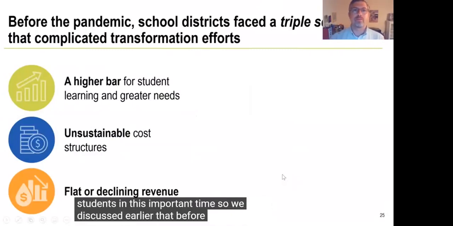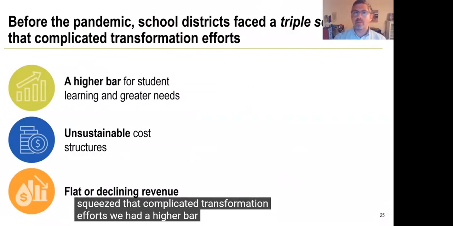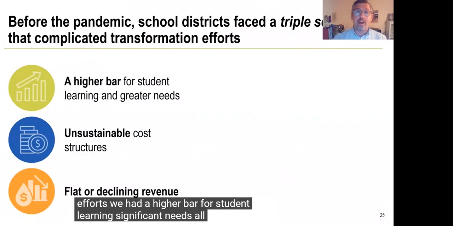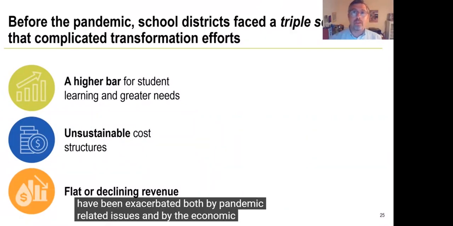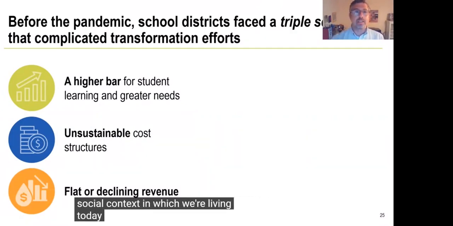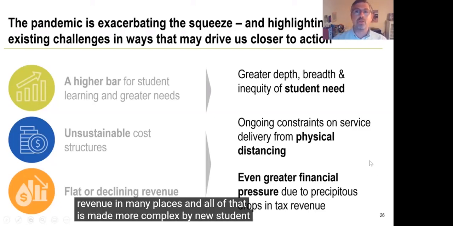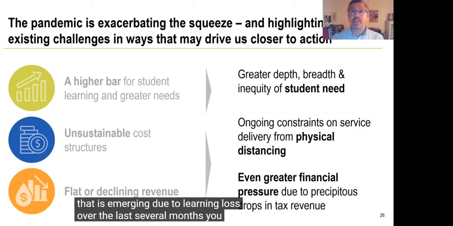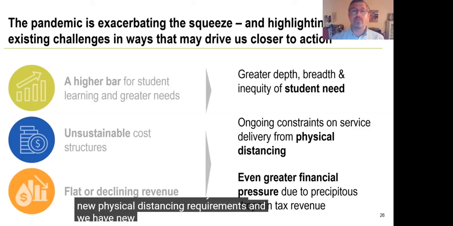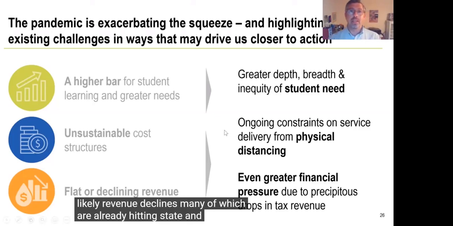So we discussed earlier that before the pandemic, systems faced this triple squeeze that complicated transformation efforts. We had a higher bar for student learning, significant needs, all of which have been exacerbated both by pandemic-related issues and by the economic and social context in which we're living today. We have unsustainable cost structures, and we have flat or declining revenue in many places. And all of that is made more complex by new student need that is emerging due to learning loss over the last several months. We have new physical distancing requirements, and we have new financial pressure due to likely revenue declines, many of which are already hitting state and local coffers.